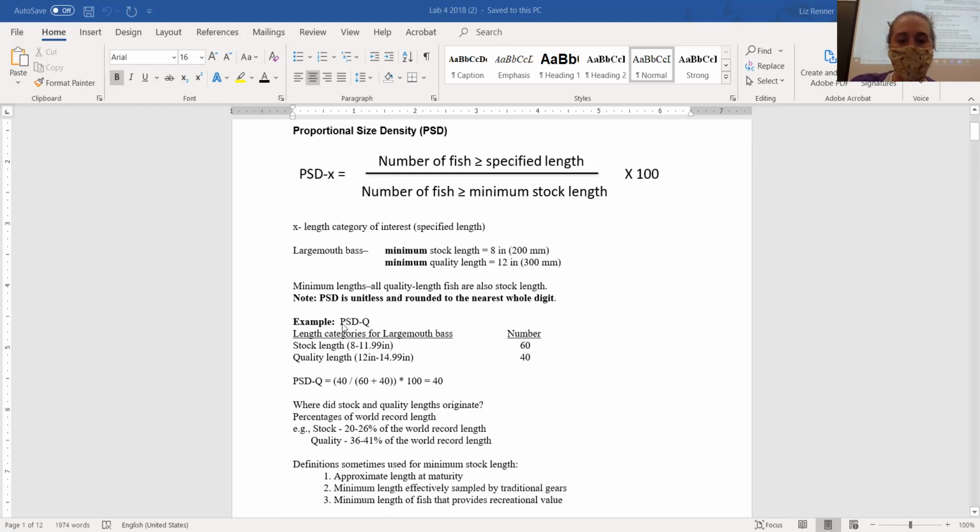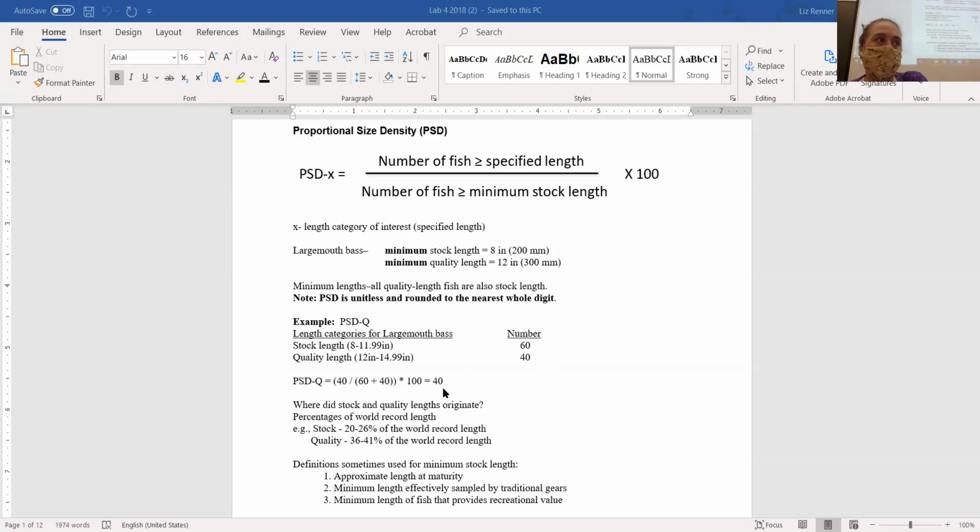Okay, so for example, the PSD of a quality length for largemouth bass. We've got stock length, 60 fish. We've got quality length, 40 fish. So the PSDQ, or the quality, would be 40 fish divided by 60 plus 40, times 100. So we get 40. If you're wondering where the stock and quality lengths originated, you see we've got these provided values for largemouth bass. That wasn't something that we found ourselves. That's something that's calculated out in a table.